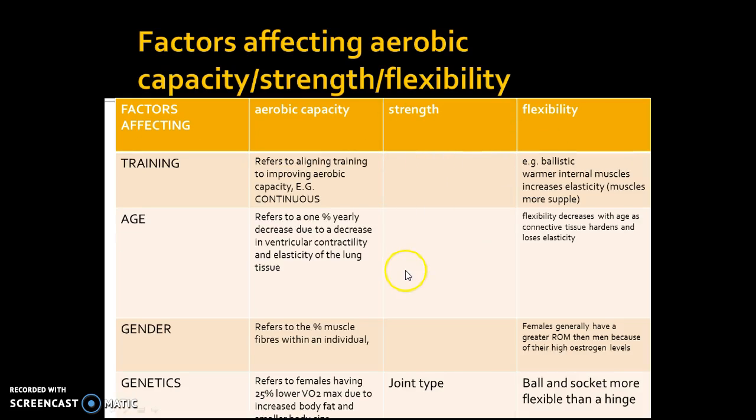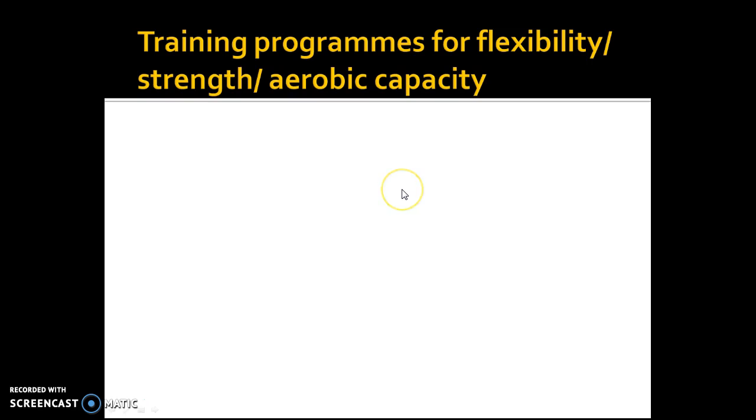I will let you stop. I haven't done strength because that was so heavily examined last summer, so I've left that out. I'm sure you can make your own link, like testosterone, etc. But if I just let you have a look at that, I'm going to let you pause that and move on. Right, training programs for flexibility, strength, aerobic capacity.